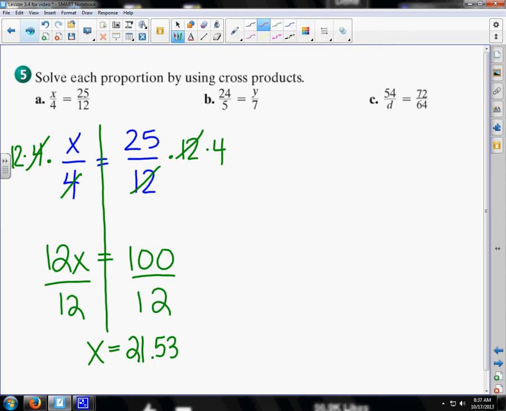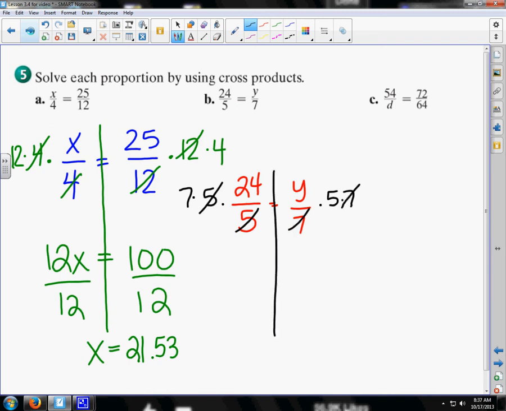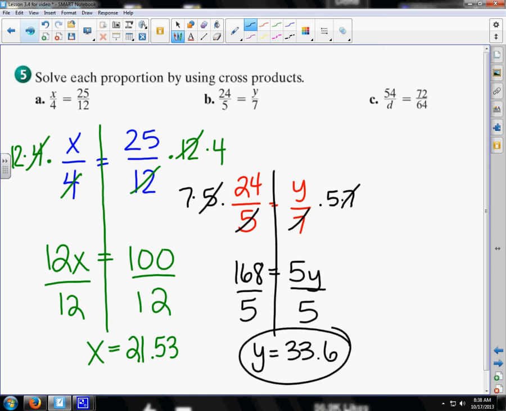So let's try the next one. 24 over 5 equals y over 7. So I'm going to multiply by 5 and 7 on both sides. So these 5's cancel out and these 7's cancel out. I'm left with 7 times 24, which is 168, equals 5 times y. I divide by 5, and I get an answer of 33.6. So try this last one.